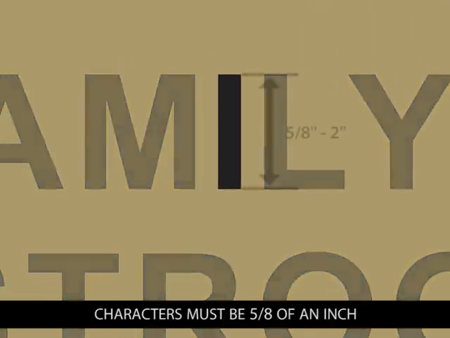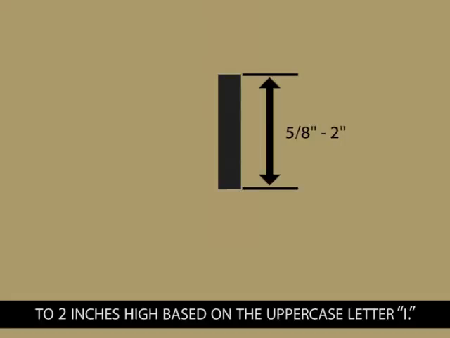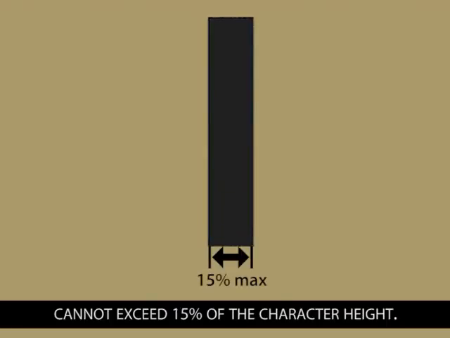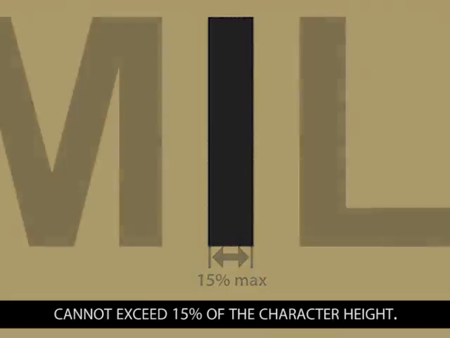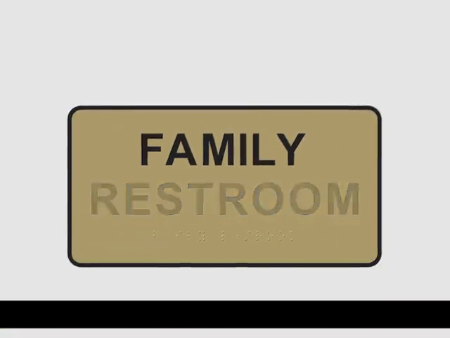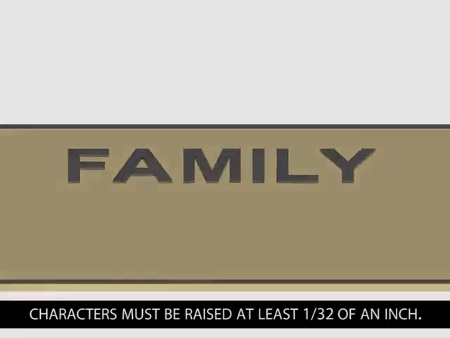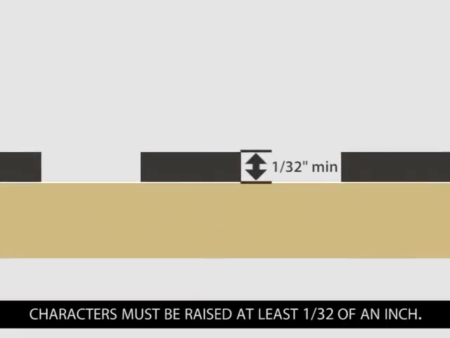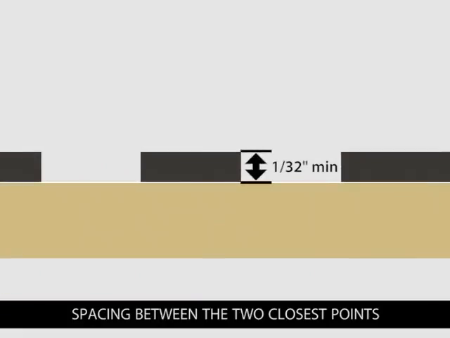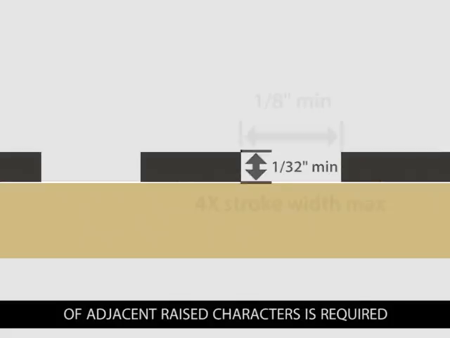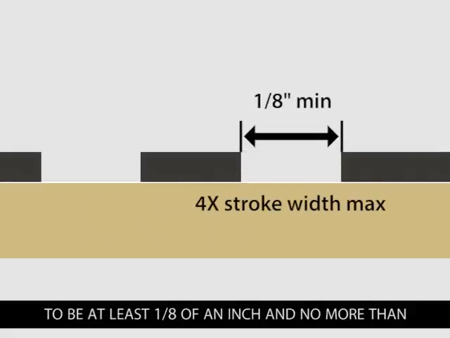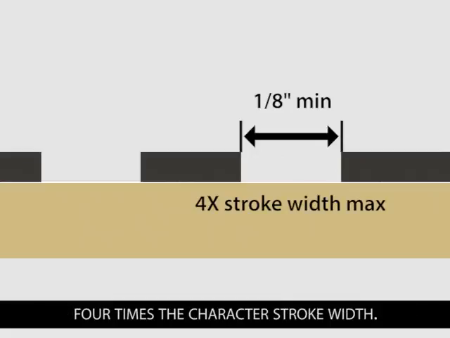Characters must be 5/8 of an inch to 2 inches high based on the uppercase letter I. The stroke thickness cannot exceed 15% of the character height. Characters must be raised at least 1/32 of an inch. Spacing between the 2 closest points of adjacent raised characters is required to be at least 1/8 of an inch and no more than 4 times the character stroke width.